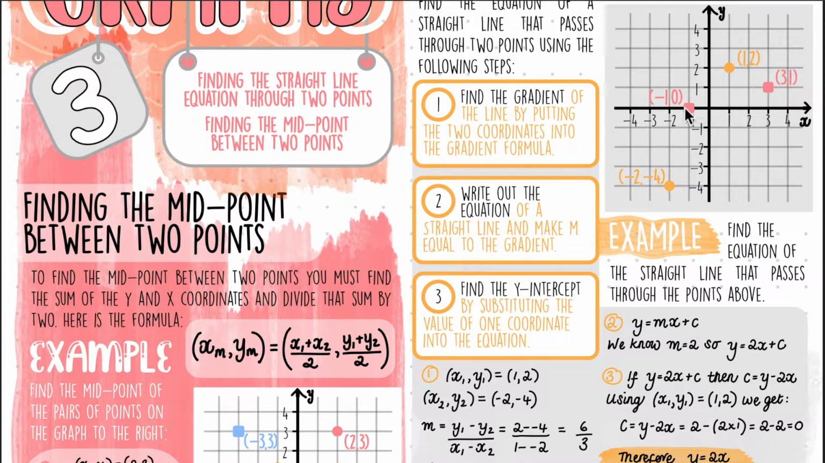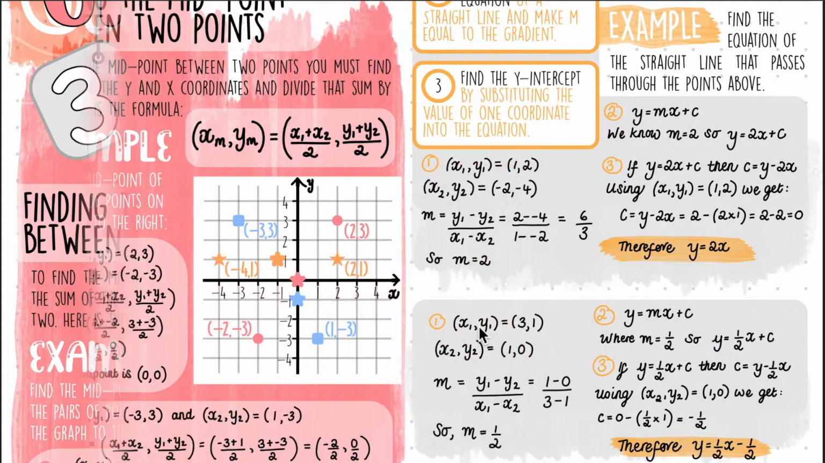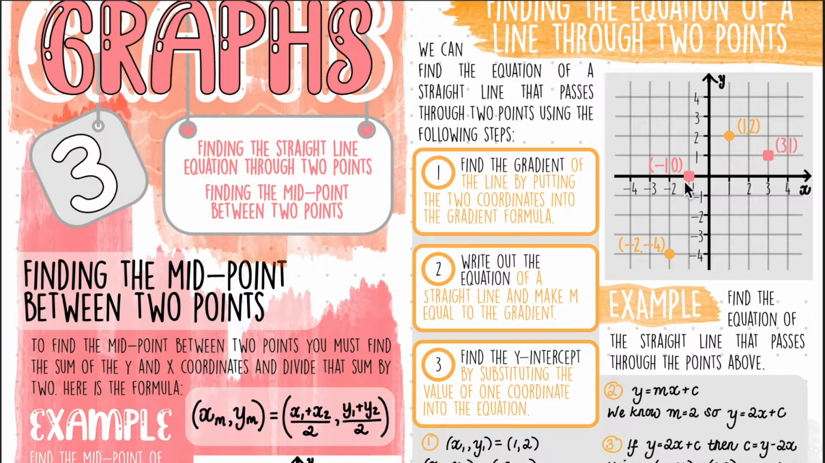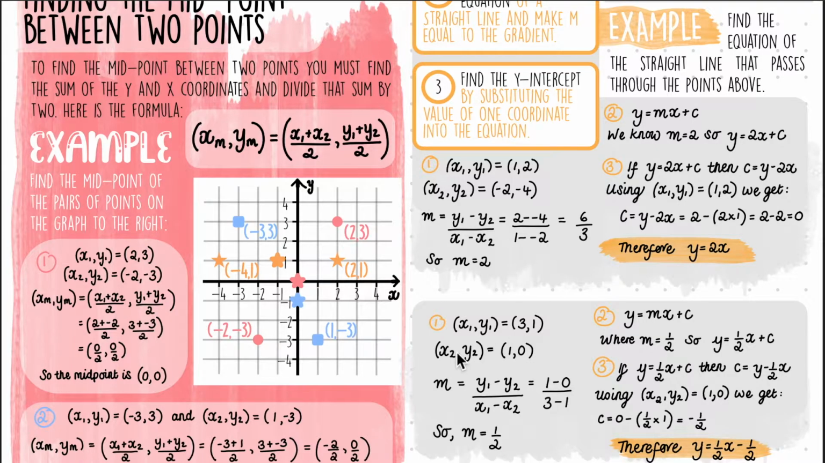Now let's look at the second example, where we're going to find the equation of the straight line that passes through these pink points here. Again, I like to write out the coordinates first. So I've got x1, y1 is equal to 3, 1, and x2, y2 is equal to 1, 0, these 2 points here.